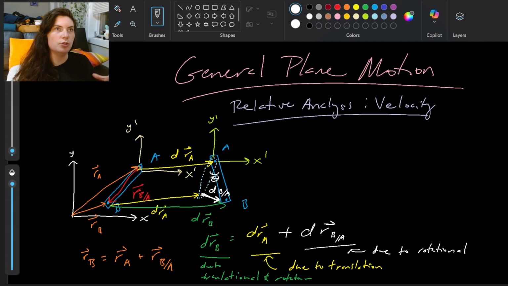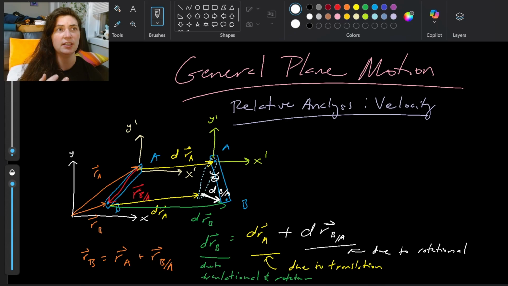So that's what we're doing in this relative analysis, looking at our velocity. We're looking at the translation of point A, and then also, separately, to combine together, we're looking at the rotation. So it is both the translation aspect and the rotation aspect that we're looking at separately to bring together to give us the overall general plane motion.